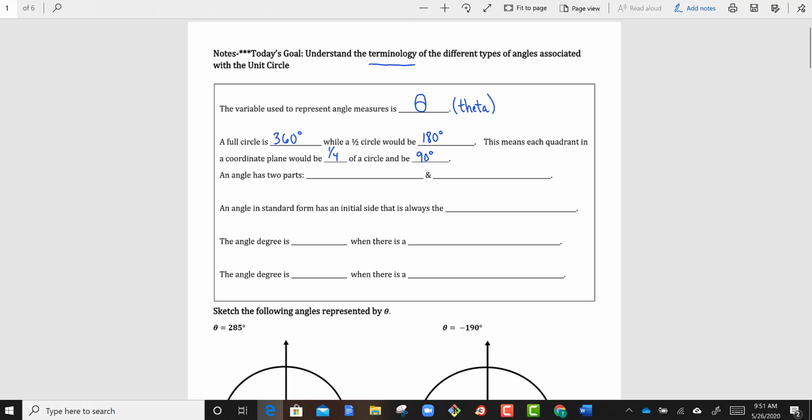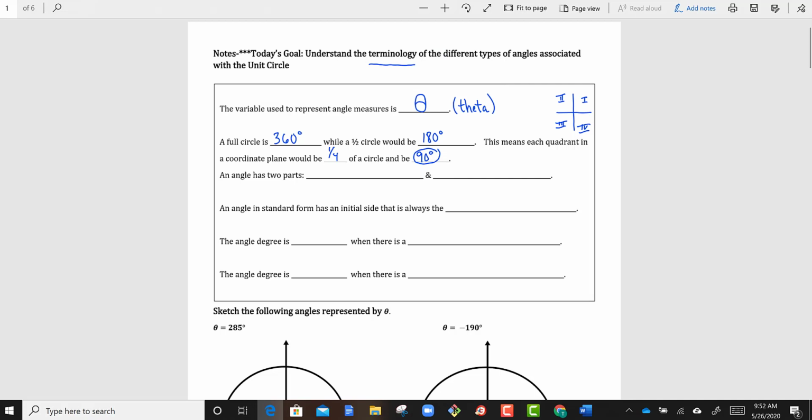And just remember, we have a 4-quadrant system that we're going to see a lot of, and it goes counterclockwise. So quadrant 1, quadrant 2, quadrant 3, quadrant 4. Each one of those quadrants represents 90 degrees of the full circle.